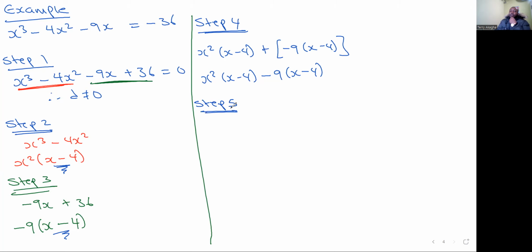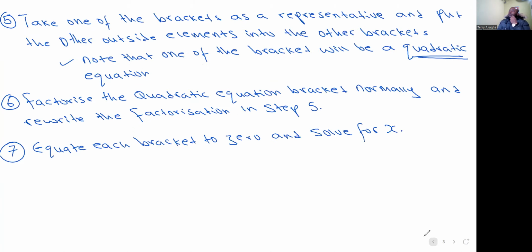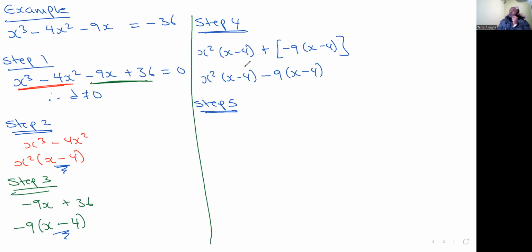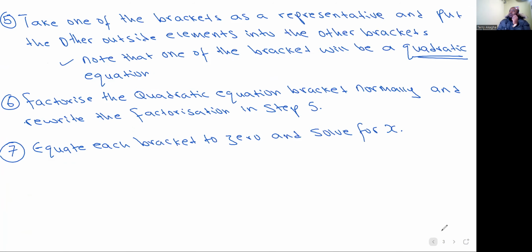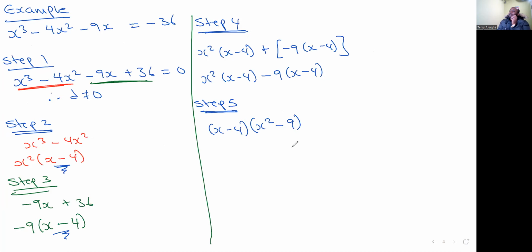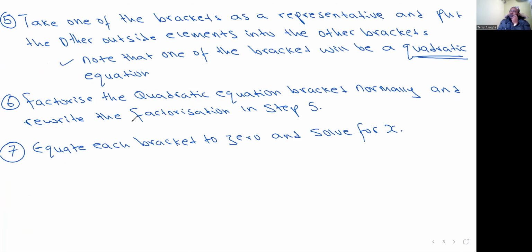Okay. Then step 5, we were told that we have to take one of the brackets as a representative and put the other outside element in the other bracket. So that means we're going to take one of these brackets, which is x minus 4, and the ones we have outside, we're having x squared minus 9. And I told you as well that you should notice that when you now look at it, you will see that one of the brackets will be a quadratic equation, all right? So you can see that this is a quadratic equation, x squared minus 9. Good.